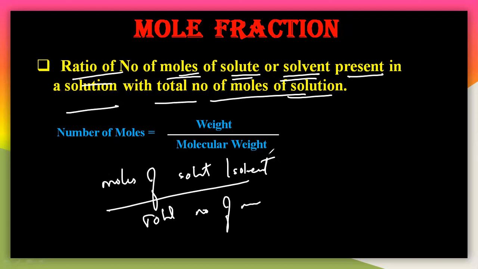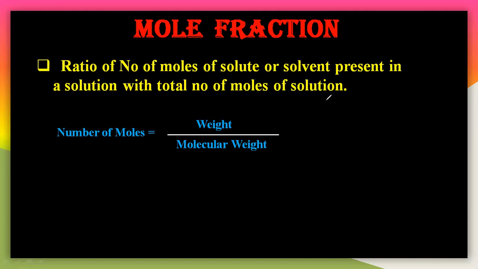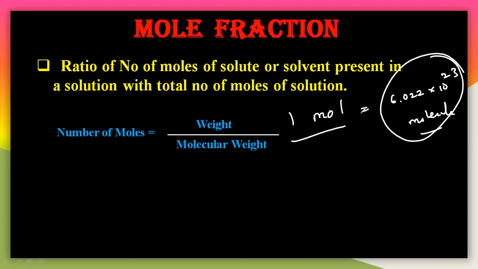Let us first understand what a mole is. What is actually 1 mole? You have already studied in the intermediate that 1 mole is equal to 6.022 into 10 to the power of 23 molecules. By combining all these molecules, you get 1 mole. In chemistry, because in a particular matter there will be millions of molecules.